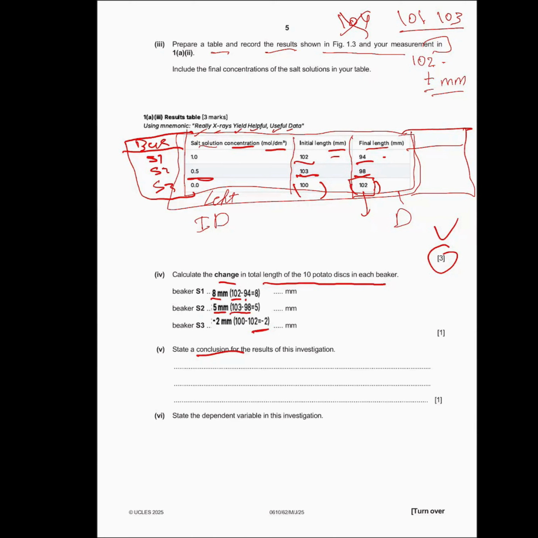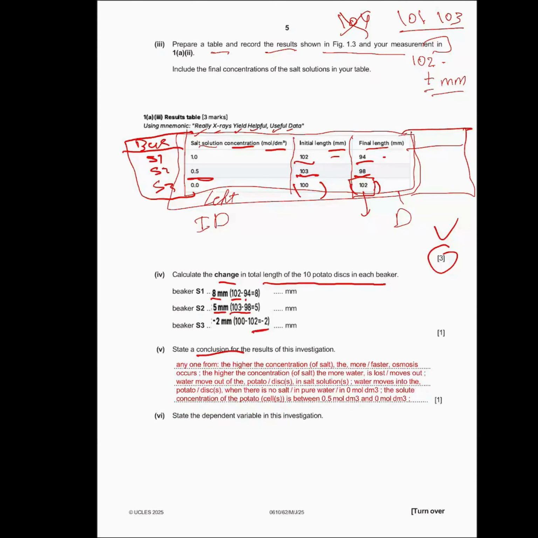Yes, who can tell me? In the marking scheme, he said any one from these. What do you think? When the concentration was high, what happened to the length or the size or the mass of the potato? Yes, the higher the concentration, the faster the osmosis occurs, or the higher the salt concentration, the more water is lost or moves out of the potato discs.